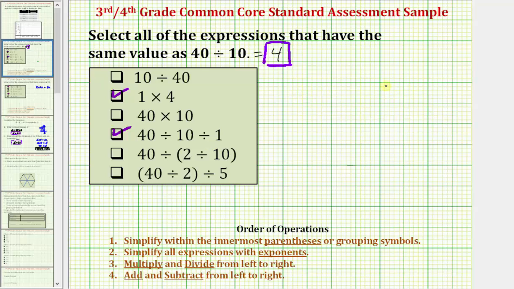And finally, for our last expression, we have in parentheses 40 divided by 2, and then divided by 5. So we simplify inside the parentheses first. 40 divided by 2 is asking how many 2s are there in 40, which would be equal to 20, because 20 times 2 equals 40. So we have 20 divided by 5, which is asking how many 5s are there in 20. And because there are 4 5s in 20, or 4 times 5 equals 20, this quotient is equal to 4, which means we do select this expression as having a value of 4.